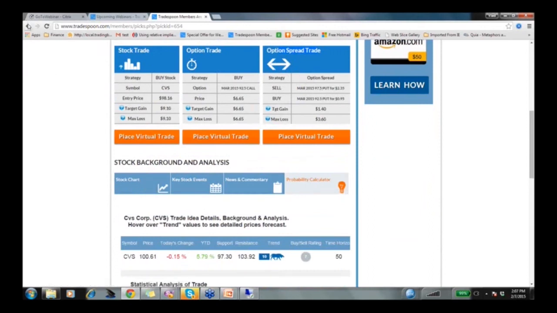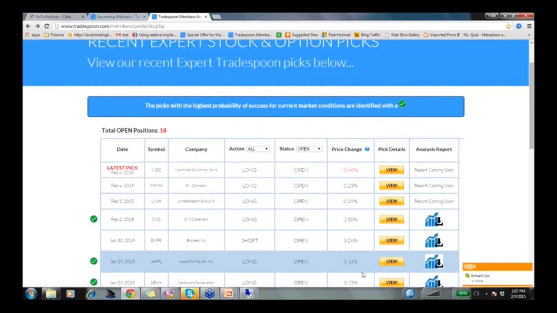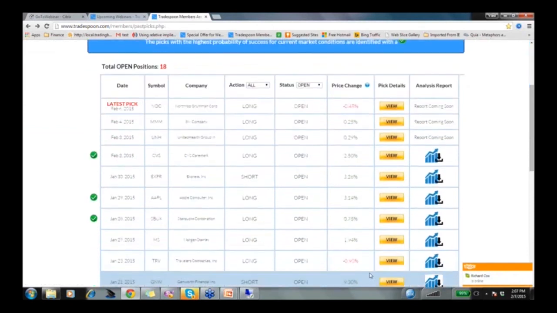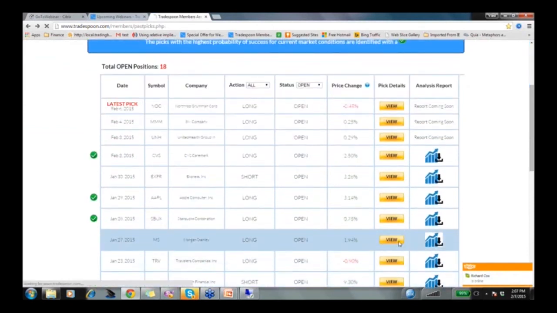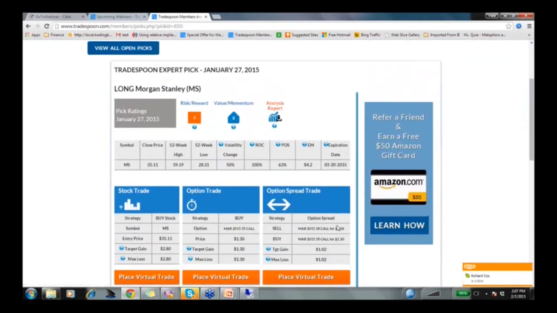Let's see, this is CVS. So this is a put spread, so let's look at the call spread. I think this is here. Let's look at the Morgan Stanley. We recommended Morgan Stanley on January 27, and I believe it was a debit call spread.